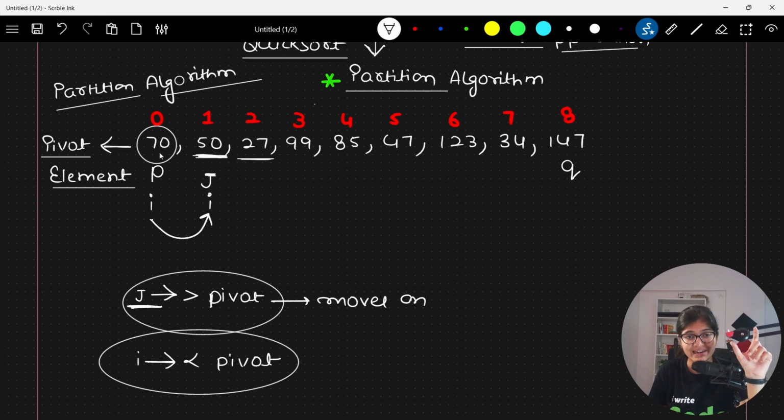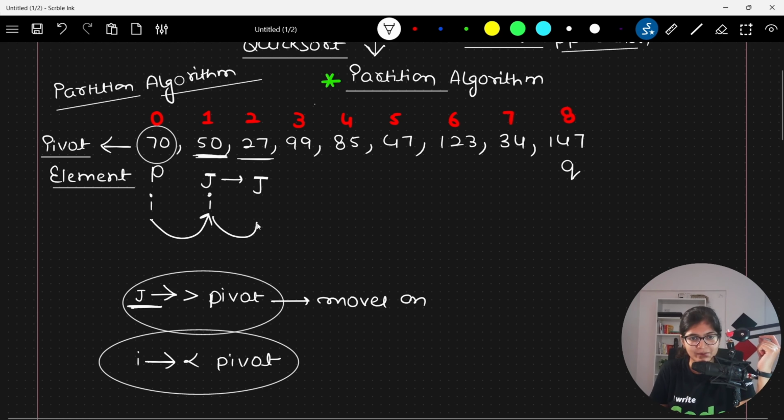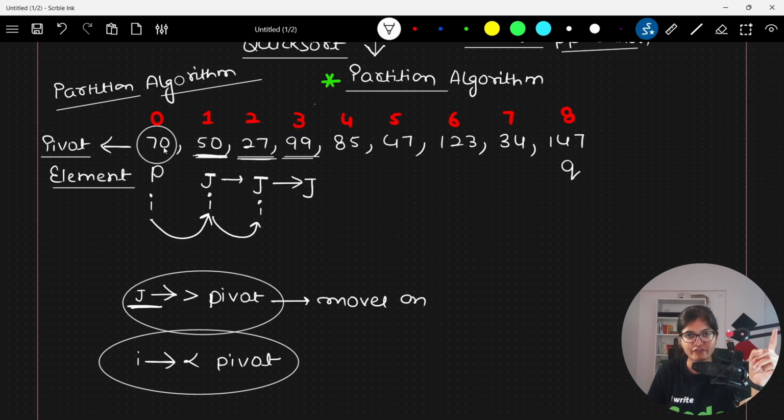Again the value is lesser, so J will move ahead. The value of array of J is somehow smaller than the value of the pivot element. Again it will contact I. I will update its position to I plus 1, and then again a swap will happen, right? It will go again next. Now what will happen? There is 99. Now this value is greater than the value of pivot. At this point of time, it will not do anything. It will simply move on.